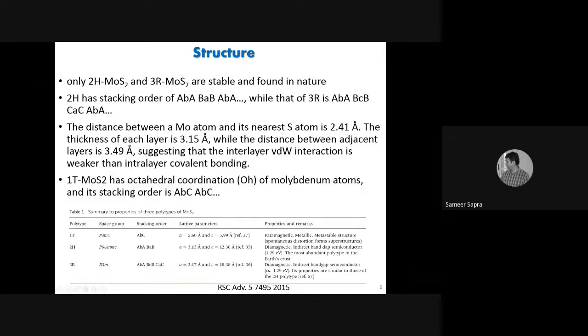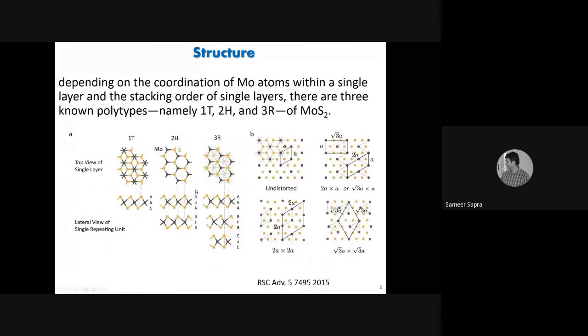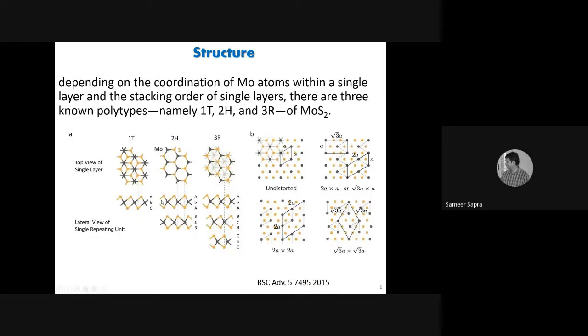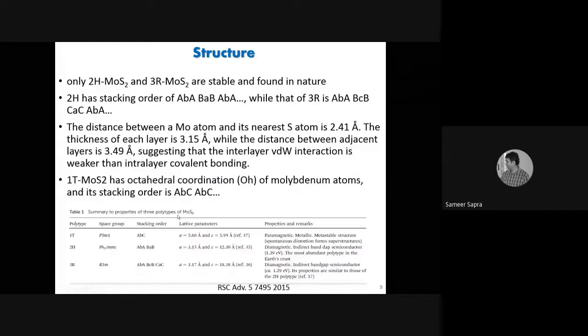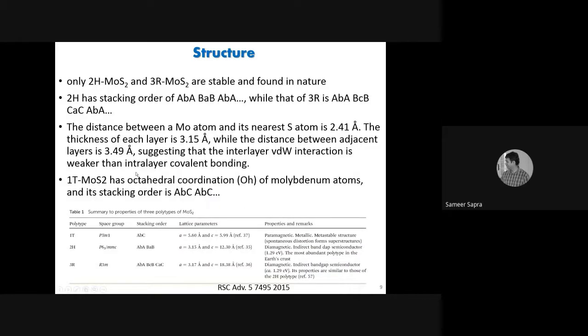The distances are typically, when you look at these materials again, you'll see that between the planes, the intralayer distances are smaller compared to the interlayer spacing, and these interlayer interactions are because of van der Waals interactions. Okay, so these are weaker than the intralayer covalent bonding. Okay. 1T has an octahedral coordination. Okay, the other ones have a trigonal prismatic coordination.